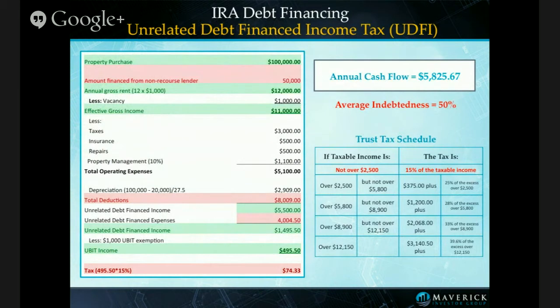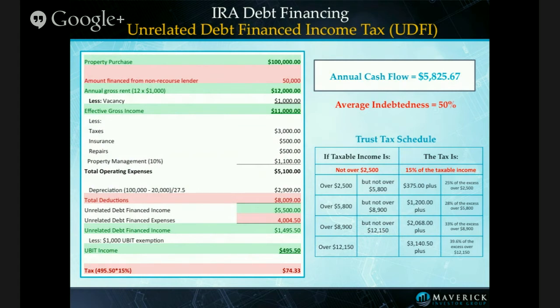Okay, there's a lot of math on this page. I'm not going to go through every number, but here's the general concept of UDFI and what you would see referred to as UBIT, or unrelated business income tax. If a financed property generates income, unrelated debt financed income is earned. Tax could potentially be triggered. If, let's just say, 50% of the property is financed, generally speaking, the concept is 50% of the net income from that property would be taxable to the IRA.